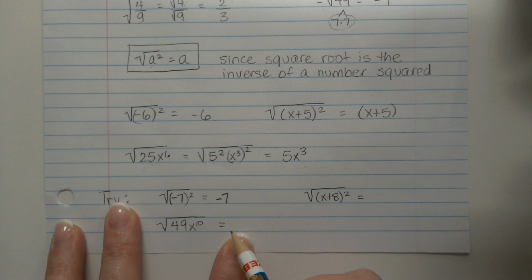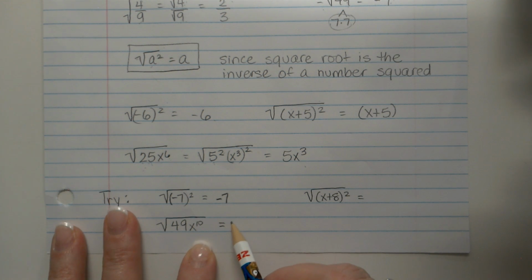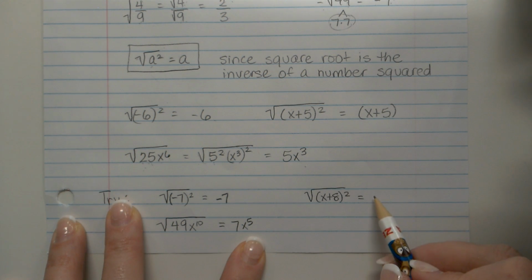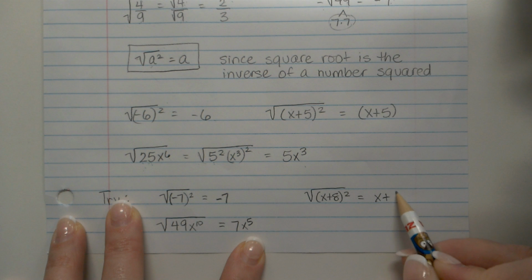Okay, hopefully you got -7 for this. This is 7 times 7 is 49, and x to the 5th squared is x to the 10th. And then this becomes x plus 8, because anything squared and square root, you just get the same thing back out again. All right, let's talk about cube roots.